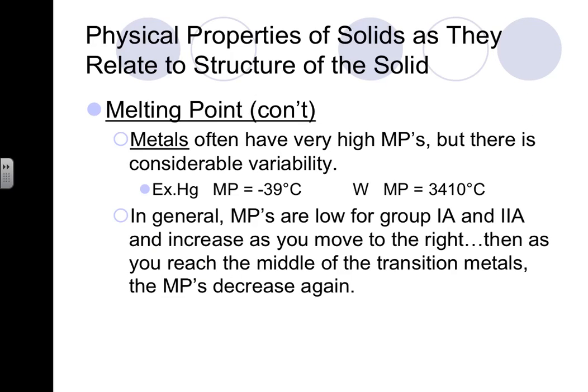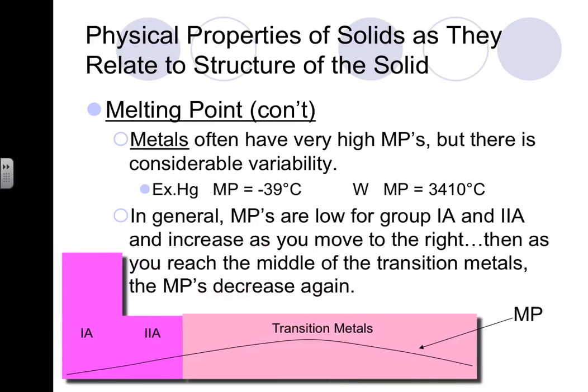It says, in general, melting points are low for group 1A, which I'll show you a picture of as we go along. They're usually low for group 1A and 2A, and as you can see in the slightly darker pink box, my black line is slowly increasing. And then when you get into the middle of the transition metals, you see it tops off and then it begins to drop.